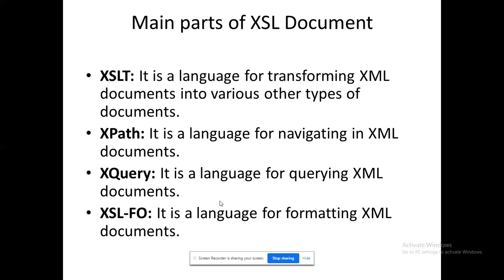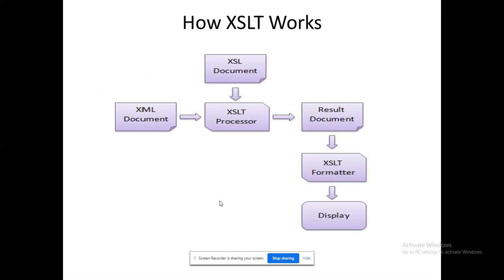So XSLT is ready to transform an XML document. XPath is purely for navigation. XQuery is ready to reach my root elements very easily. XSL-FO, Formatted Output, is purely for formatting, but XSL-FO will carry all those things. That's the main case. How does XSLT work, right?